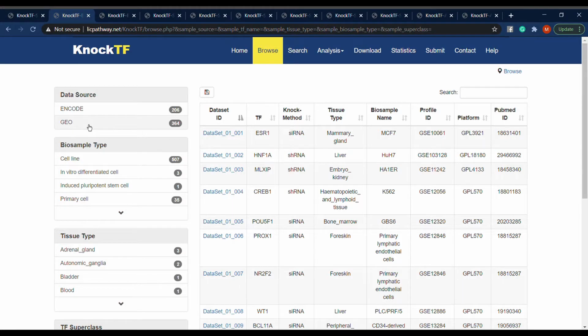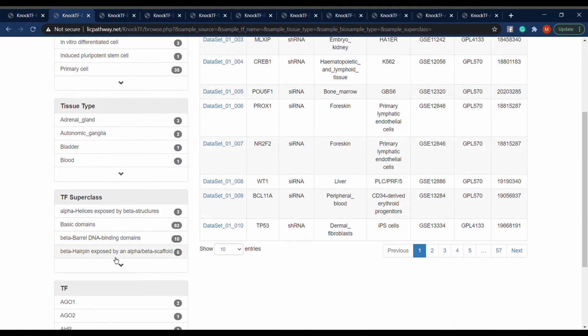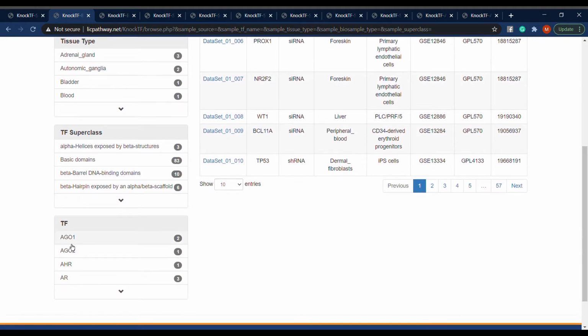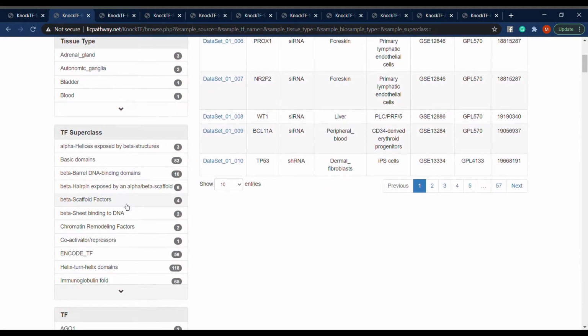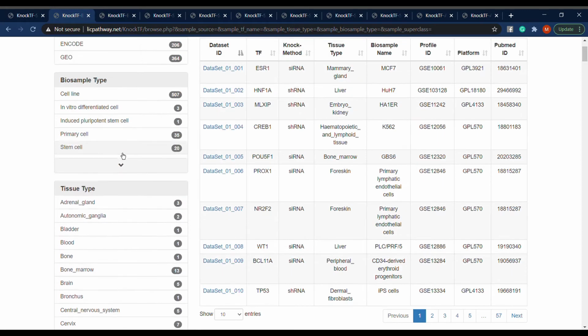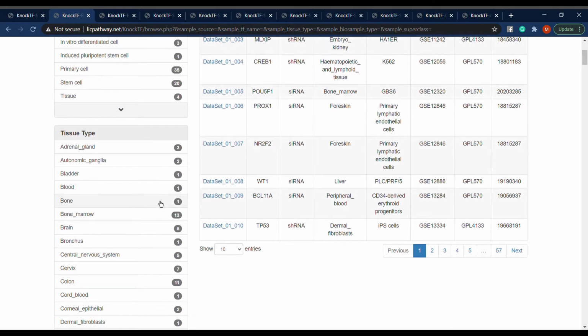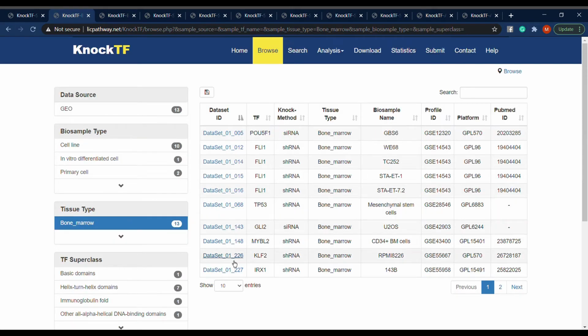Browsing gives an idea of the KnockTF data. Here you can get a breakdown of the data sources, sample types, tissue types, transcription factor superclasses, and individual transcription factors contained in KnockTF. You can also filter datasets by these topics by clicking them. For instance, if I wanted to see datasets for bone marrow, I could click here, giving me a list of the 13 datasets generated from bone marrow.